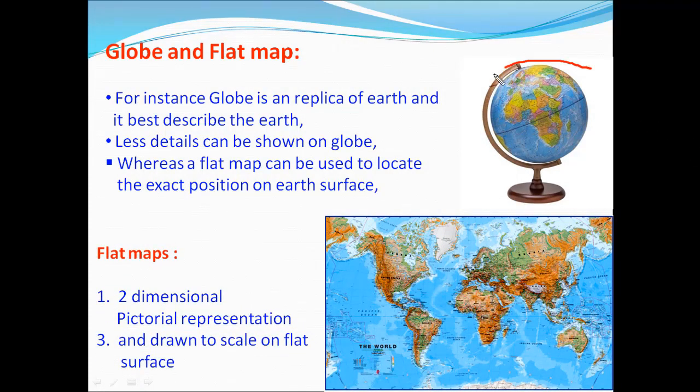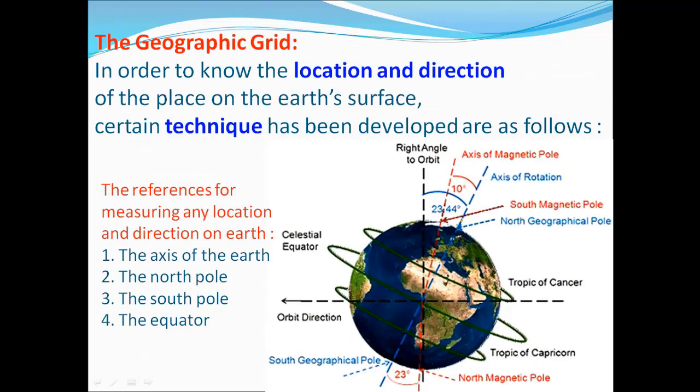As you can see on the screen, there's a globe. You might have seen it from childhood or from school when you were in first, second, third standard. The globe is the exact replica of the earth and it best describes the earth. A globe does have details, but less than a flat map. A flat map can be used to locate the exact position on Earth's surface, whereas on a globe it is difficult to see all the places at once. Flat maps are two-dimensional, pictorial representations of reality or Earth on a flat piece of paper, and they are always drawn to scale.